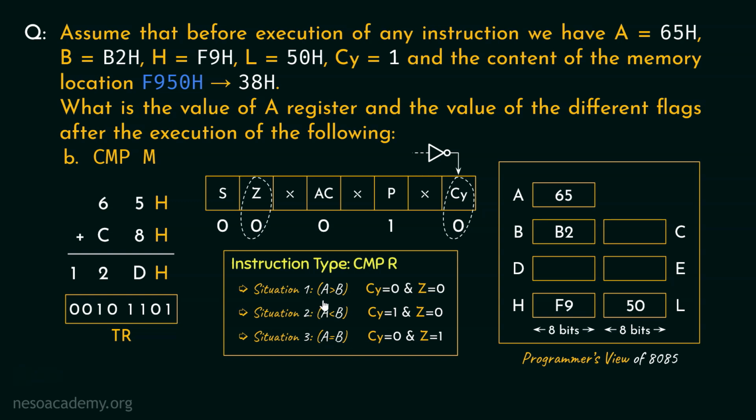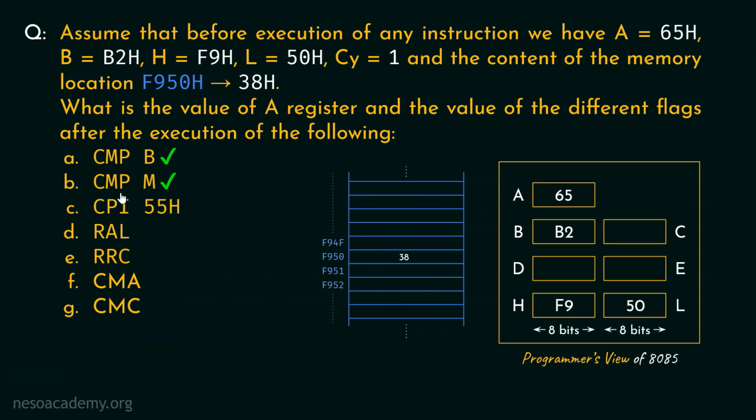This dictates the situation 1. That is, the contents within the accumulator register is greater, and which is correct, because 65 of hexadecimal is definitely greater than 38. Therefore, after the execution of CMP M, the value within the accumulator register will be intact. However, the bits of the flags register is going to be altered based on the contents of the temporary register. So the carry flag will be reset, parity flag will be set, and the flags auxiliary carry, Z and the sign, all of them will be reset. So we are also done executing the second instruction CMP M.